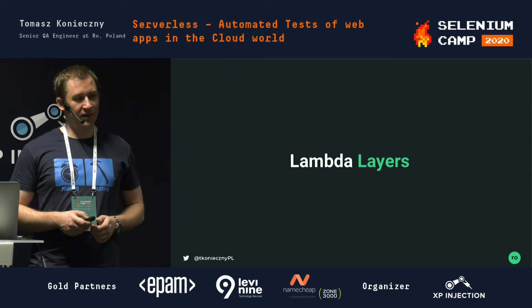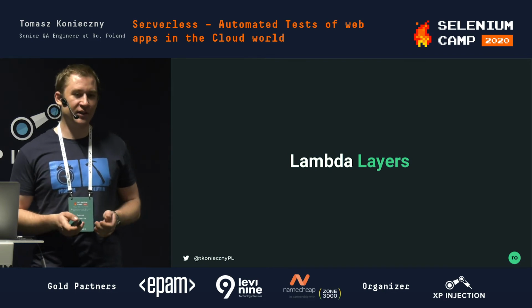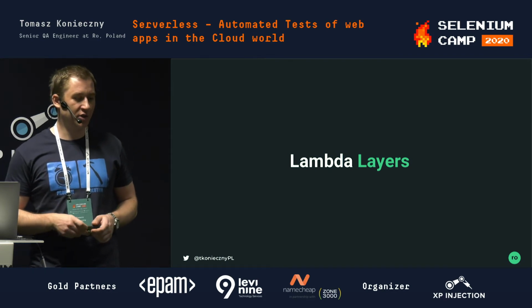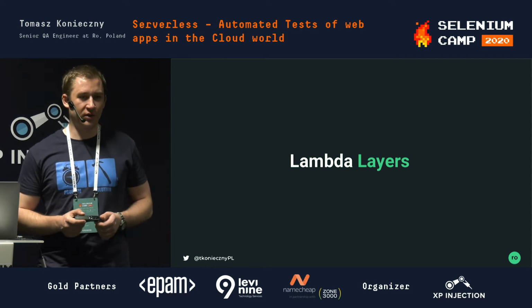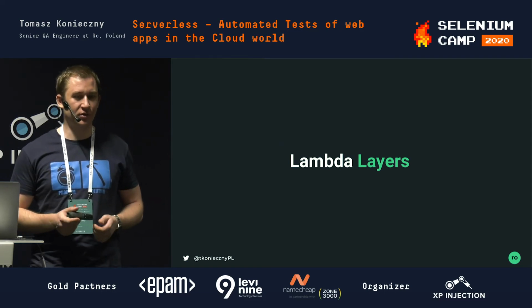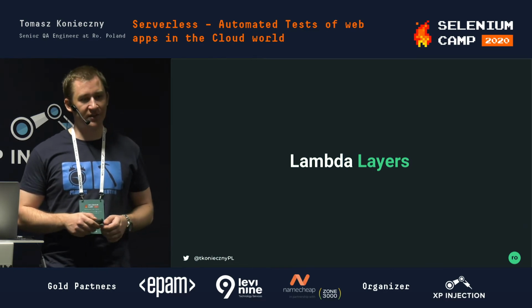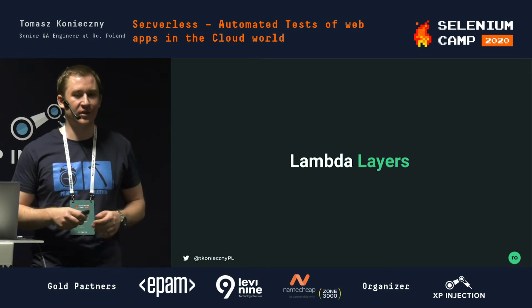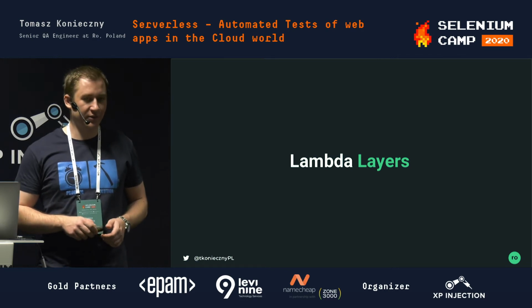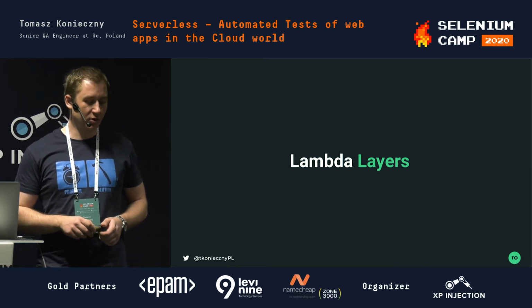And what Lambda layers allow us to do is to deploy it separately from the code. So we won't need to deploy everything every time we want to trigger the new function. We'll be able to create a custom runtime environment where we will have all libraries that we use in our tests and also the browser.